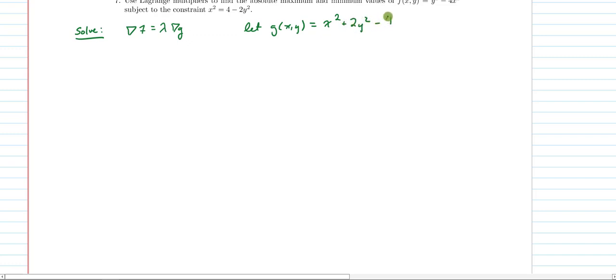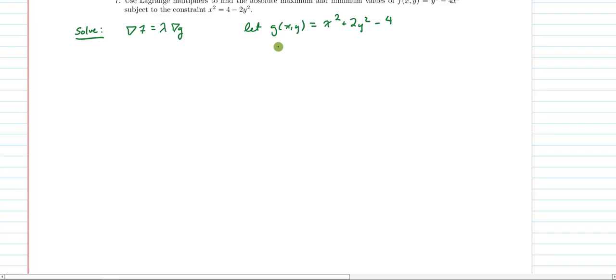So let's see how we can come up with this system of, in this case, nonlinear equations that we want to solve. Our goal is to solve the system, and the first equation is that the gradient of f needs to equal some scalar multiple of the gradient of g. Well, that tells us we need to come up with some constraint function, g of x,y. So here we're going to let g of x,y be the equation x squared plus 2y squared minus 4.